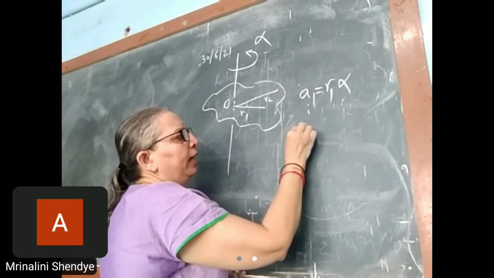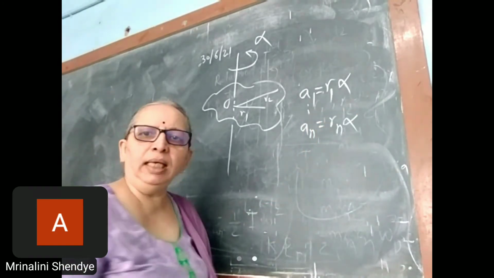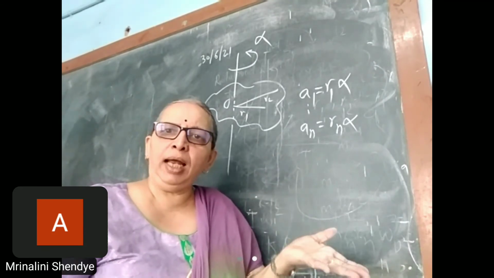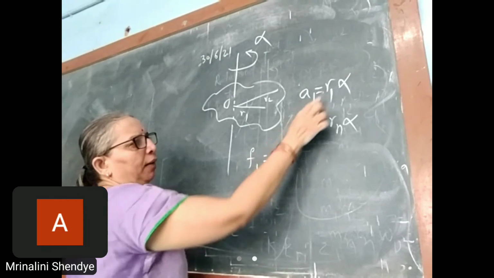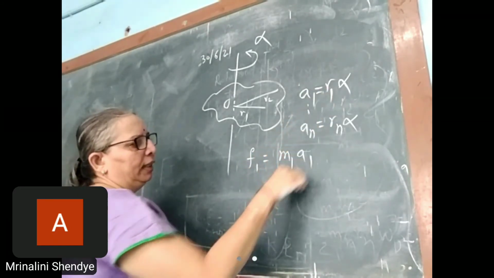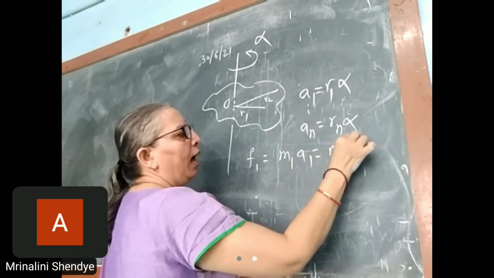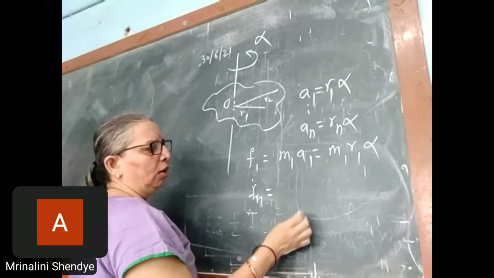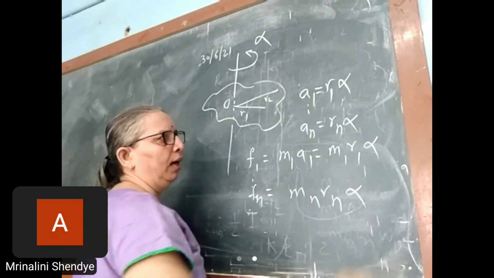The same we can write for n particles, rn alpha. Since each possesses linear acceleration, each will experience linear force. So the linear force experienced by the first particle, by definition, will be ma, that is m1 a1. So that will be m1 r1 alpha. You can continue for the last particle, mn rn alpha.